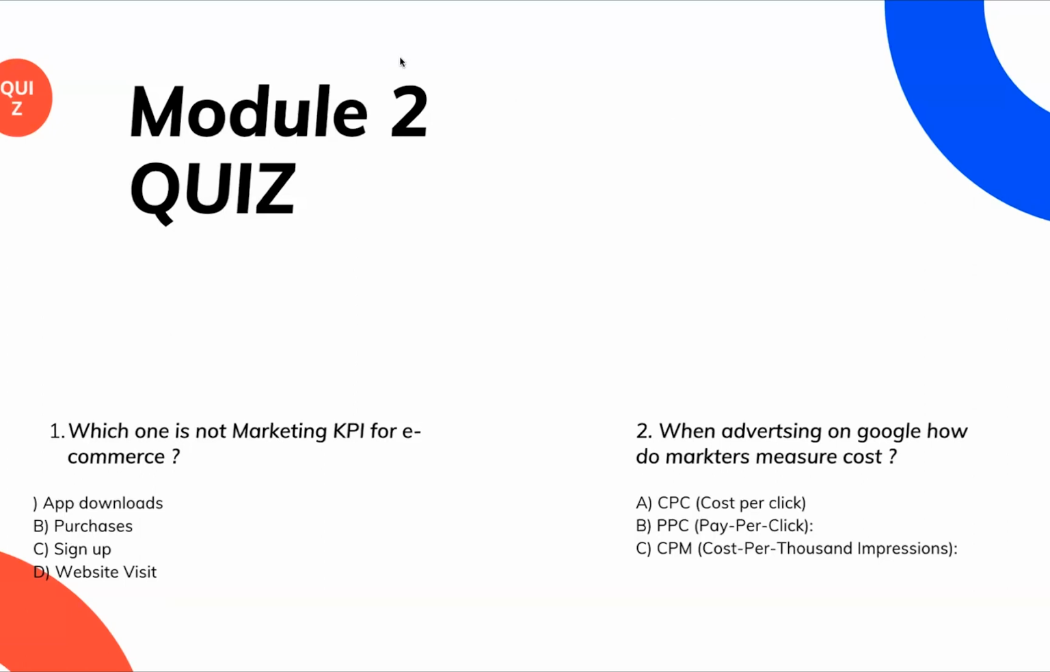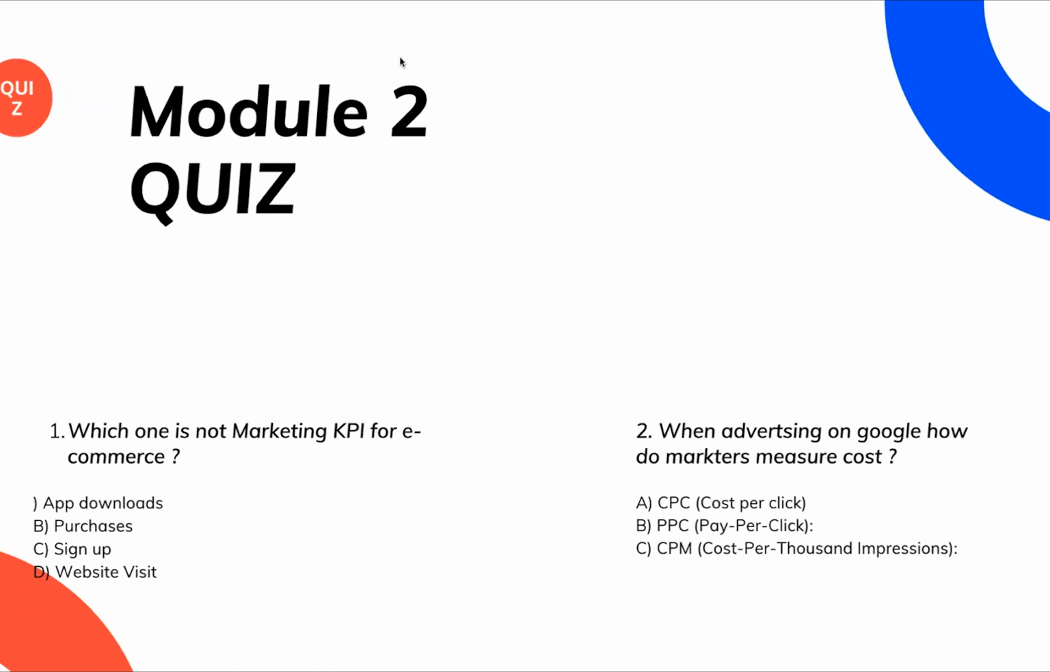So the second question is, when advertising on Google, how do marketers measure cost? Cost per click, pay per click, or cost per 1,000 impressions? Anyone? You can do A, B, C. Just write a letter for what you think is right. When advertising on Google, how do marketers measure cost? This basically means if you're advertising on Google, how do you measure how much money you spend on that campaign?